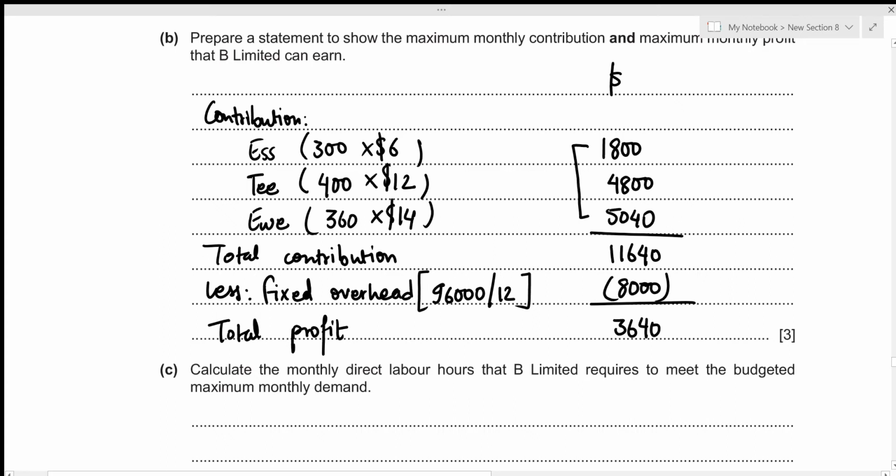We need to calculate the monthly direct labor hours that B Limited requires to meet the budgeted maximum monthly demand. So in order to figure out the total monthly direct labor hours, we first need to figure out the per unit direct labor required for each of these three products, S, T, and E. Let's do that.